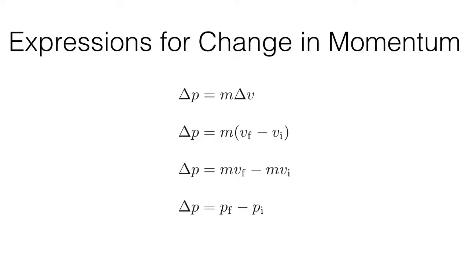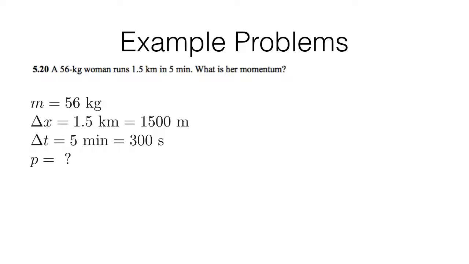So now let's look at some example problems. The first problem we did in class, but I'll recap it here. A woman runs a certain distance in a certain time, and we're to find her momentum. Her mass is given as 56 kilograms. The distance or displacement is 1.5 kilometers, and the time is 5 minutes. We don't use minutes and kilometers in physics, so we have to convert both of those. 1.5 kilometers is the same as 1,500 meters, and 5 minutes is 300 seconds. Question is, what's the momentum? So lowercase p equals what?